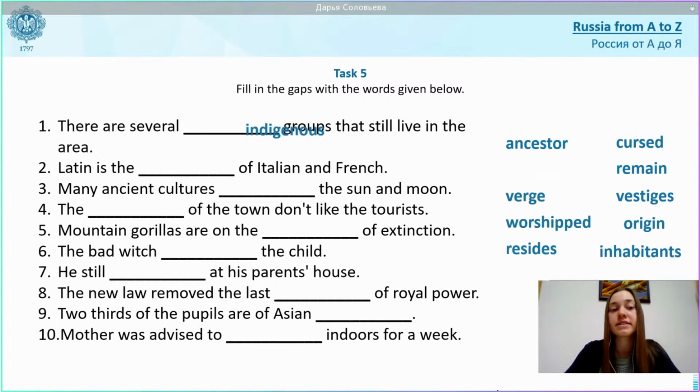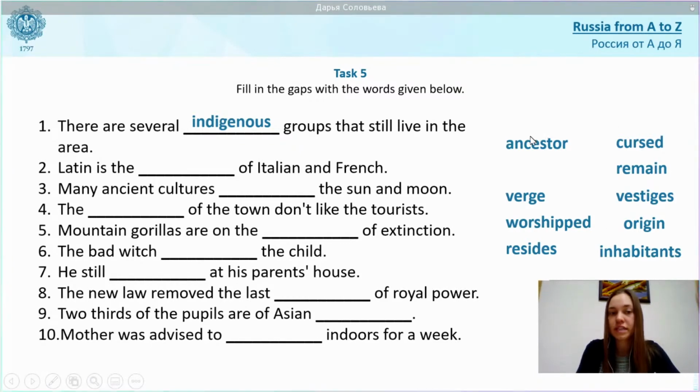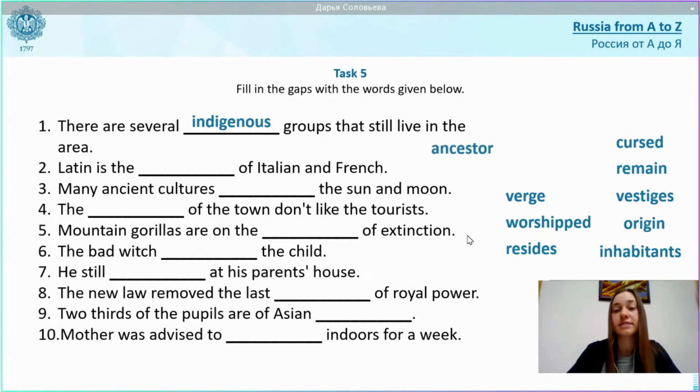And you're right. There are several indigenous groups. Коренные группы. Latin is the of Italian and French. Latin, латинский язык, латынь, is the, and choose one of these words. It must be a noun, right? Существительное, a noun, is the ancestor, you're right.